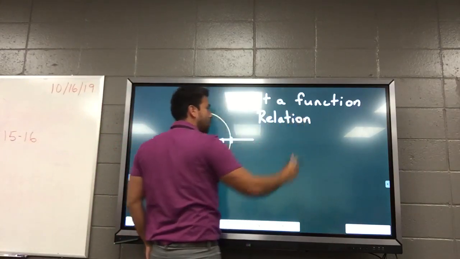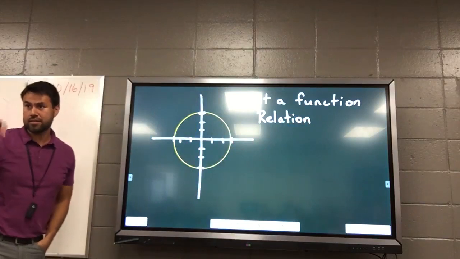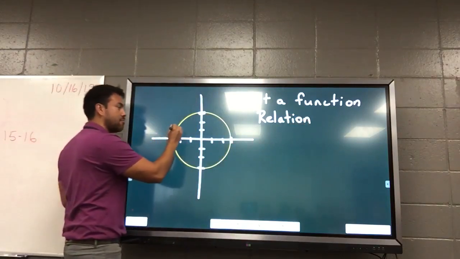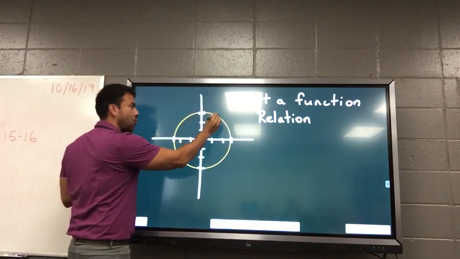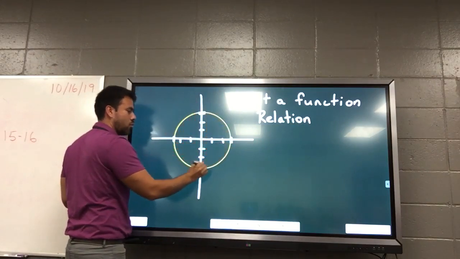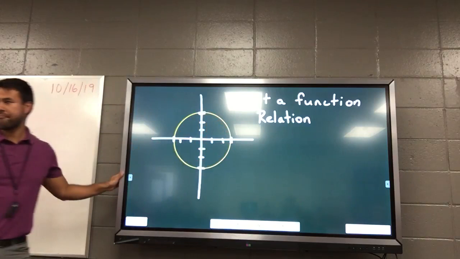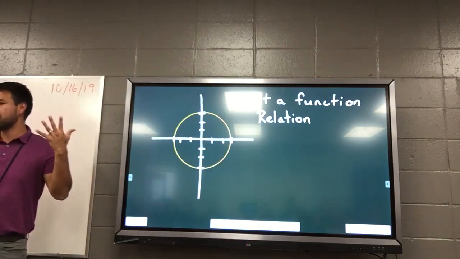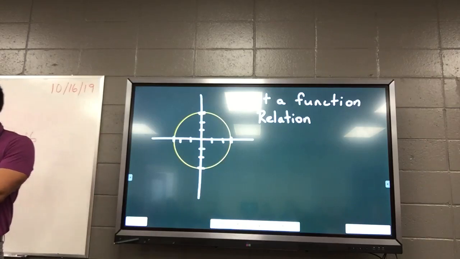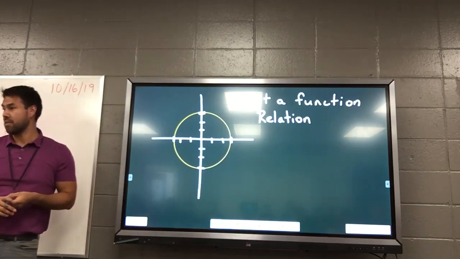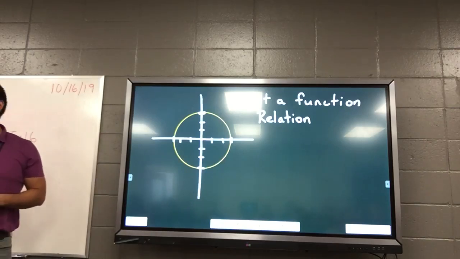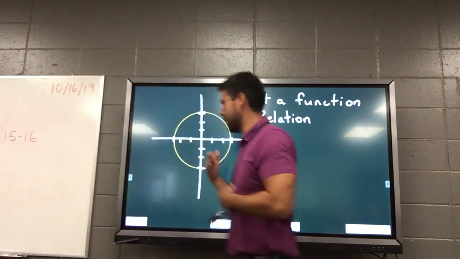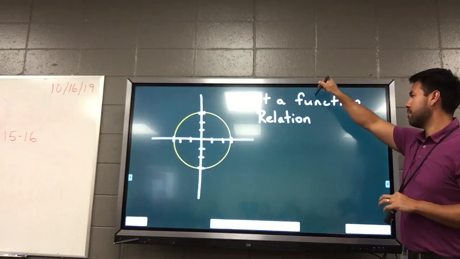And can anyone tell me why it's a relation? Yes? Because there's multiple pairs. Yeah, this is a set of, by the way, an infinite number of ordered pairs. So it's a relation. What is not a relation? If you had just one number by itself, like one. It's not a relation because it's not an ordered pair. That's a cool thing. Anytime you have a graph, it's going to be a relation. But it could be a function or not.